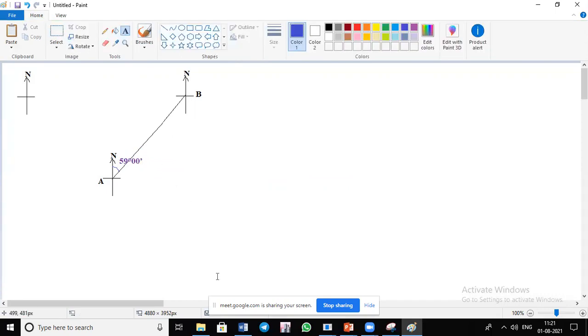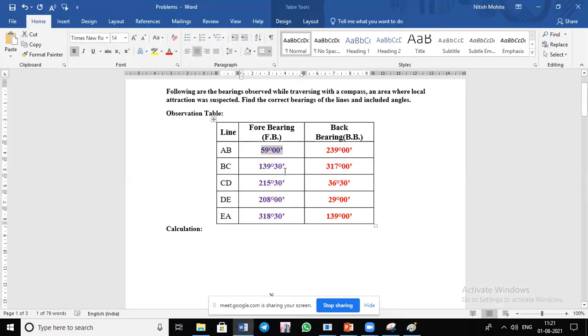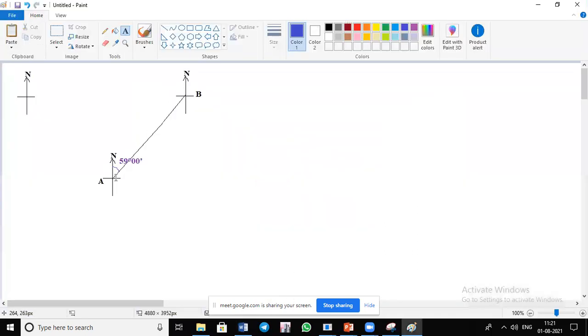In the case of this prismatic compass, we are going to measure all the angles in the clockwise direction, as seen in the practical session. We keep the prismatic compass at each station point, that is A, B, C, D and E, and take down the forebearing. Forebearing is the angle measured in the forward direction of the survey line. AB is this direction, so in this direction I have measured it.